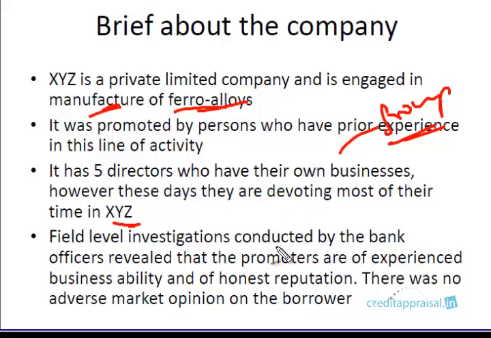The field level investigations conducted by the bank reveal that the promoters are experienced businessmen. So the findings of the credit investigation at the field level are satisfactory. There is no adverse market opinion on the borrower.